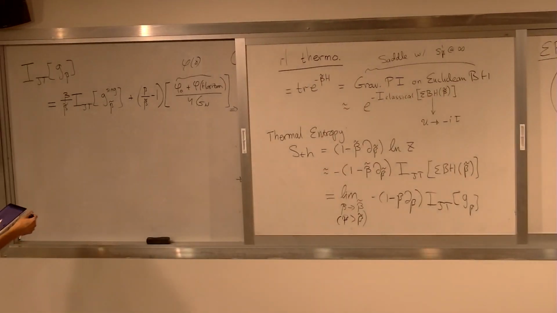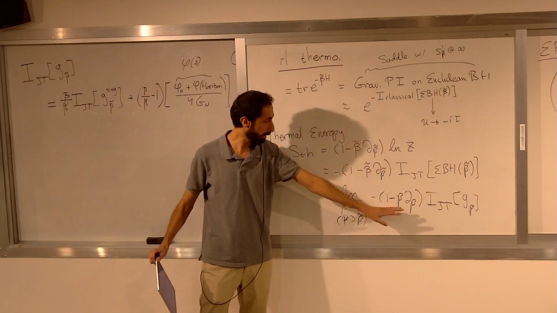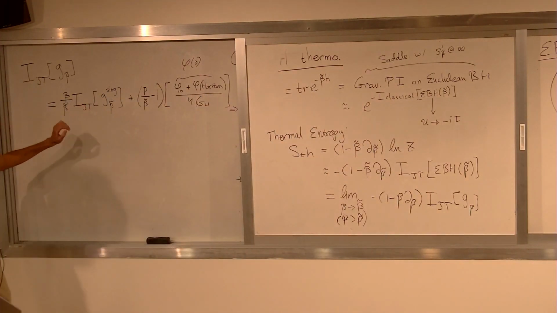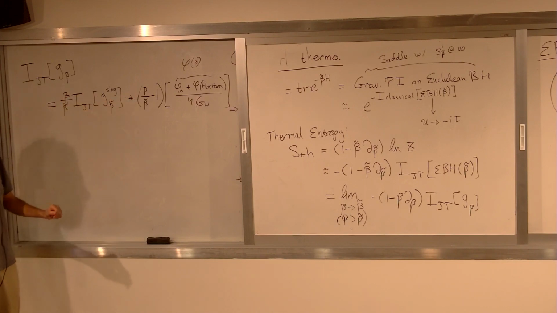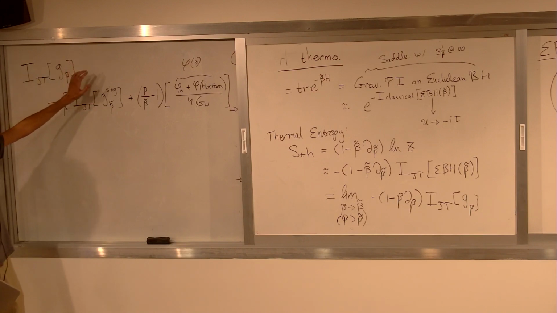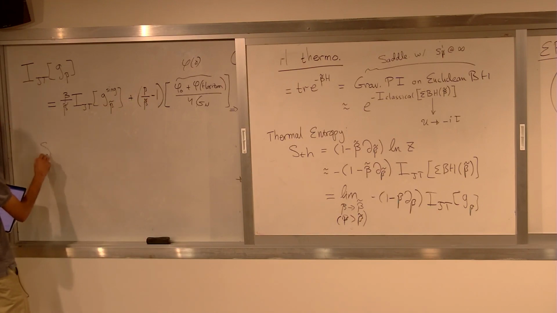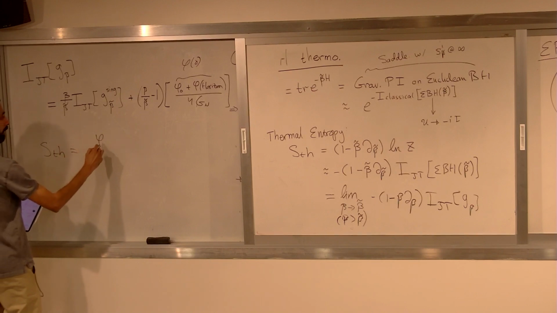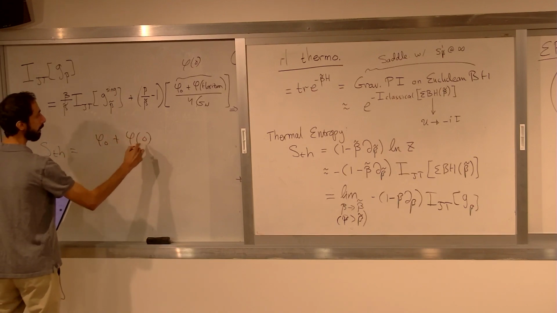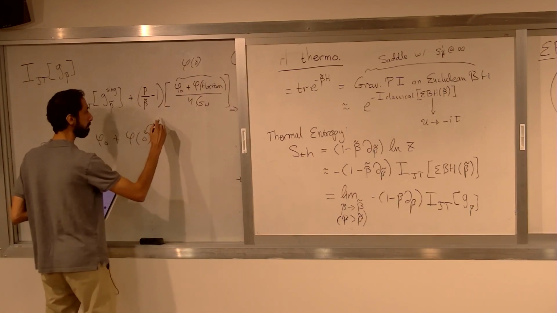But now notice that all of the dependence on beta is out here. So when I take this derivative, or I act as a differential operator, it just acts on these betas. It's going to kill this term, so this term is just gone, and it's going to remove this factor. And so ultimately what we get is that S thermal is just equal to phi naught plus phi at 0, which is really the horizon, or more carefully, the bifurcate horizon.